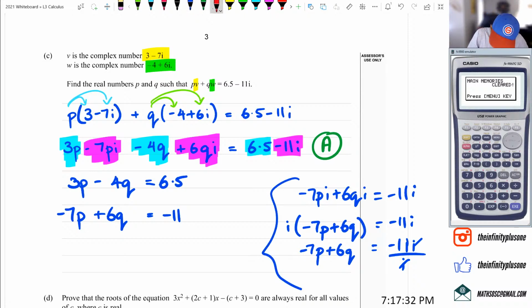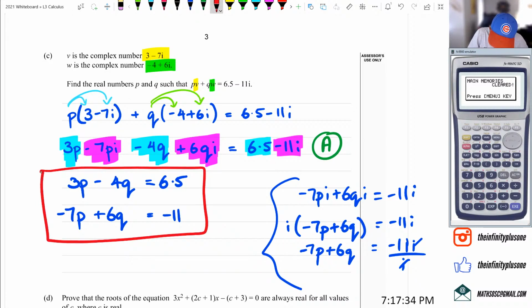So once I get to this part here, in the red square, here's the thing. At this point, you can actually use your graphics calculator. Just put this in the graphics calculator and get what p and q are, and you're pretty much done and dusted for this question. You don't really need to show working for simultaneous equations because that's what you did at level 1. They assume that you already know simultaneous equations, so you can skip that and go straight into your graphics calculator.